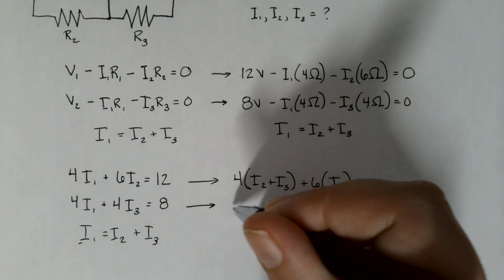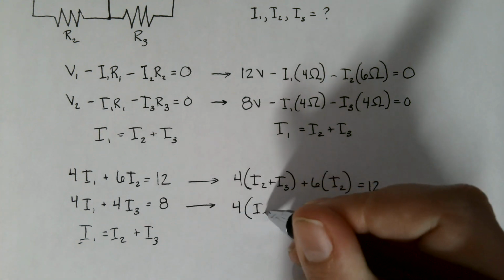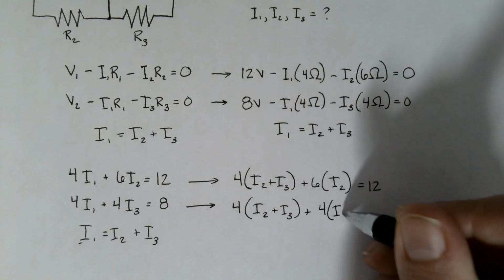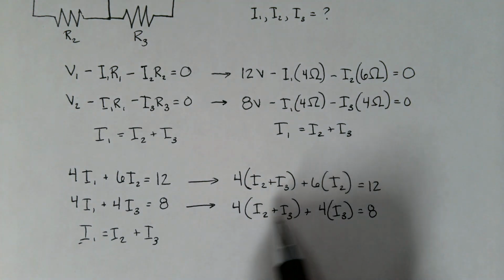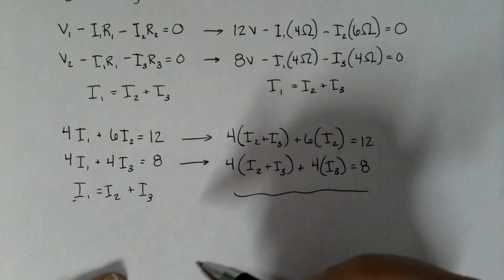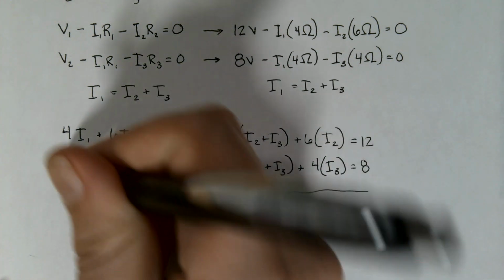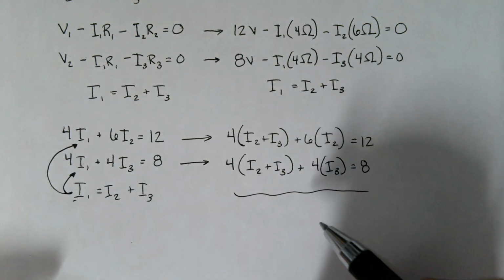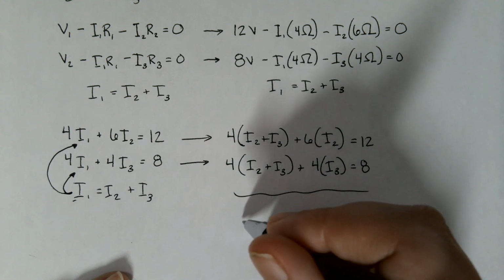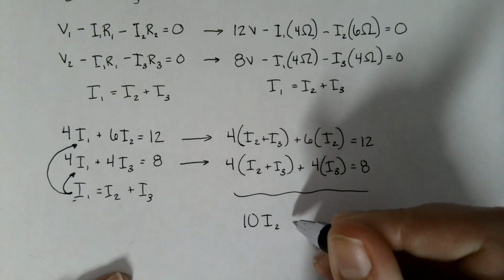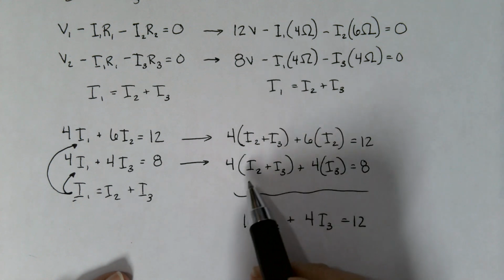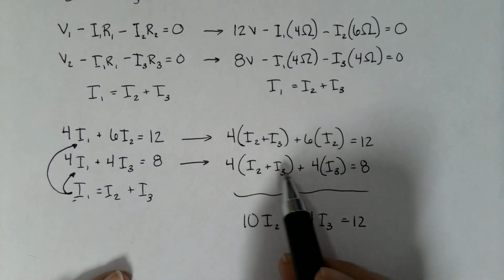This will be 4 times (I2 plus I3) plus 4 I3 equals 8. Anyhow, I'm going to distribute and combine like terms. Let me rewrite these two equations. So this plugged in here and here. Anyhow, 4 times I2 is 4I2 plus 4I3 plus 6I2. So that's going to be 10I2 plus 4I3 equals 12.